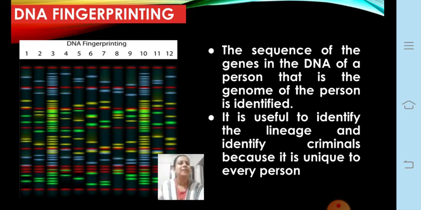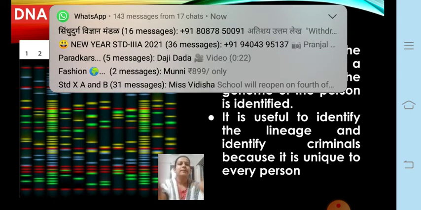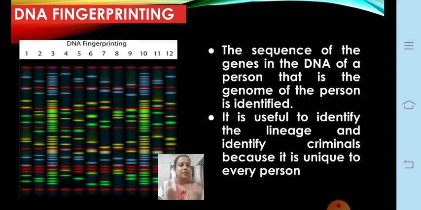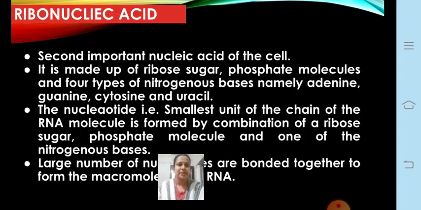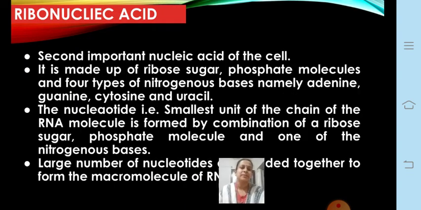Why? Because it comes from two different parents, and that is why the offspring is a mixture of the mother and father. Therefore lineage can be come to know, and each person will have its unique DNA sequencing. Fine. Now let us learn about the ribonucleic acid.